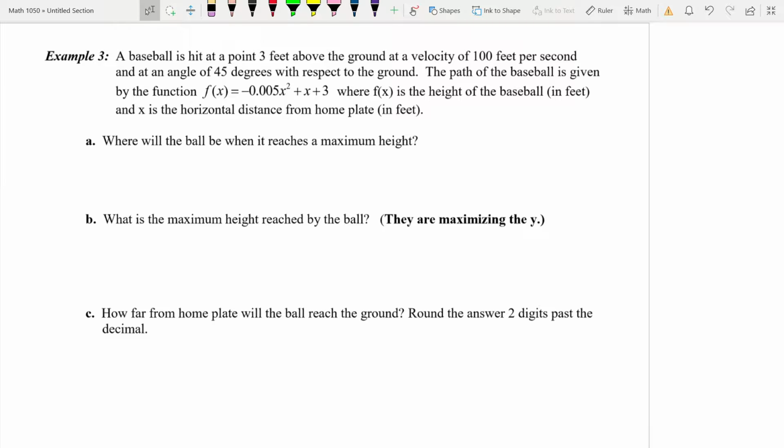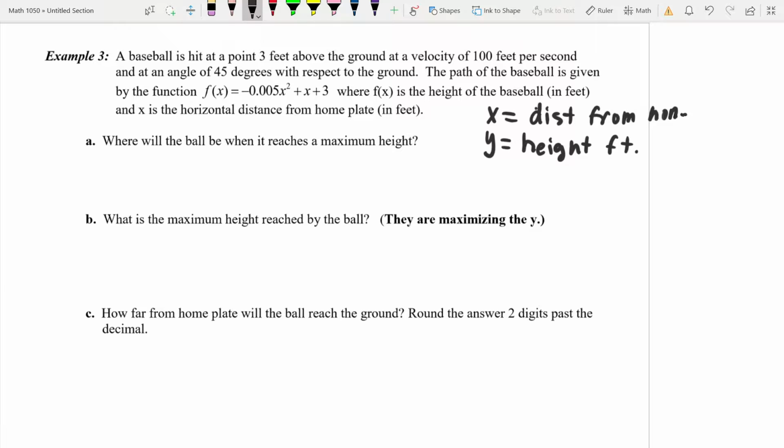Okay? Everybody start like this every single time. I want you to go x equals and y equals. The y is the f of x, and it says f of x is the height. So I'm going to say y is my height, and that is in feet. And the x is really represented by an x, and that is the distance from home.